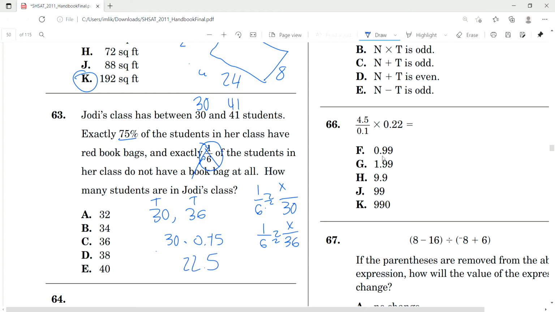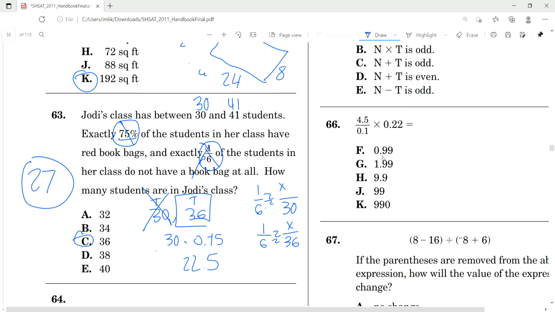Well, you can't have half a student, so the total cannot be 30 because it doesn't comply with our rules and it doesn't comply with the 75%. So now we're left with 36, which has to be our answer. But just in case, we can do 36 times 0.75, and that's going to give us a whole number of 27.